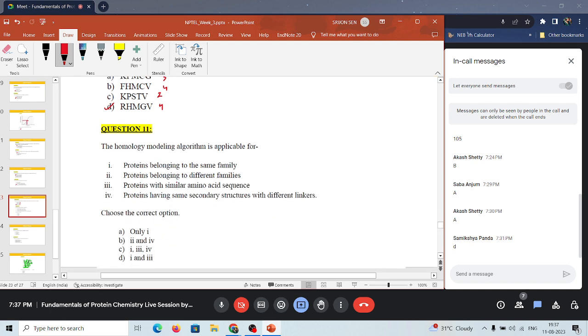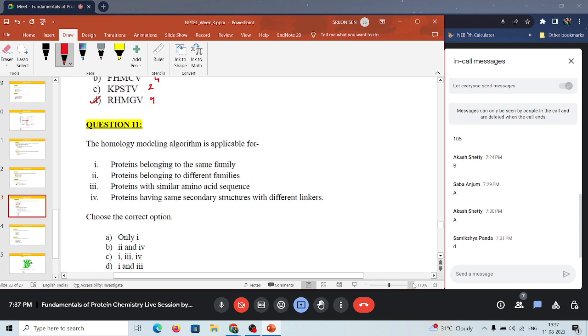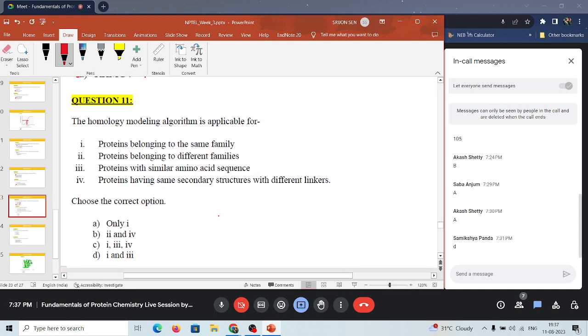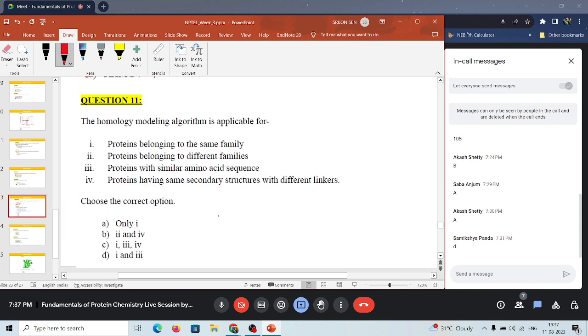Okay, now the next question is, the homology modeling algorithm is applicable for. What is the homology modeling algorithm actually conveying? So tell me. The options are: proteins belonging to the same family, proteins belonging to different families, similar amino acid sequence, or having secondary structures with different linkers. Which is the right answer?